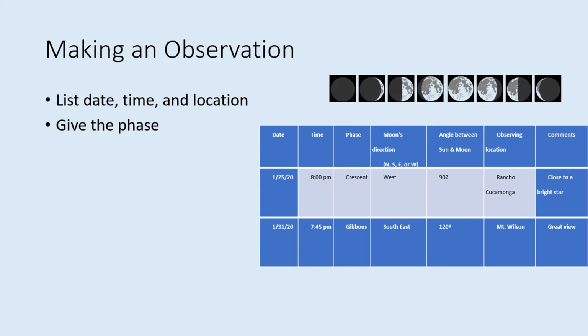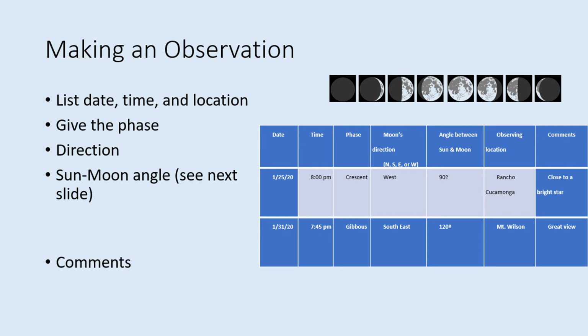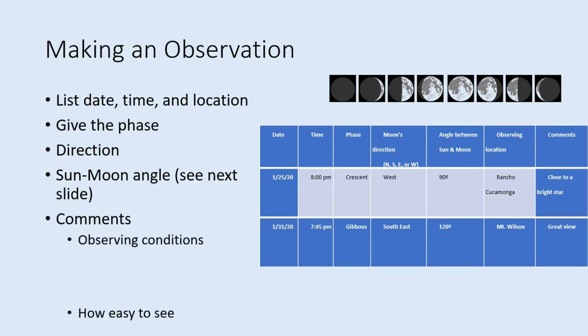There's a chart above the table to help you identify the phase. You should give the direction to the moon. Is it east, west, southwest, etc.? Many phones have a compass app you can use to help you with directions if you're not sure. We'll describe how to measure the sun-moon angle in the next slide. Also make sure you include some comments about the observing conditions, how easy it was to do the observation, or anything else that you found interesting.